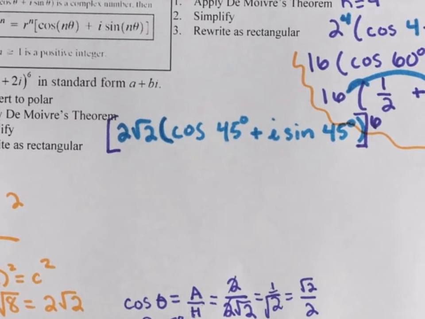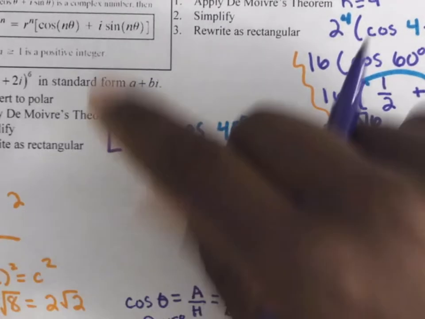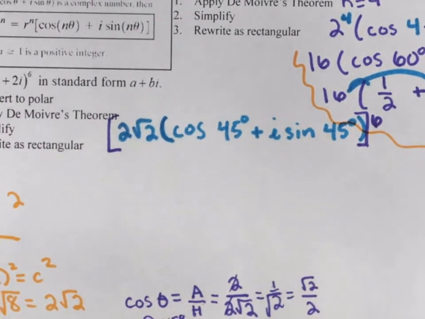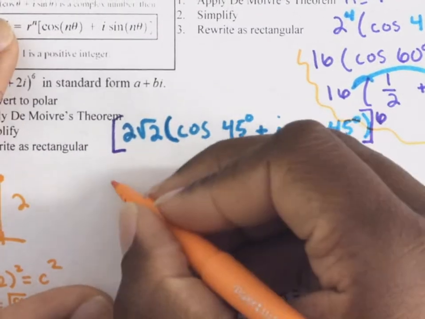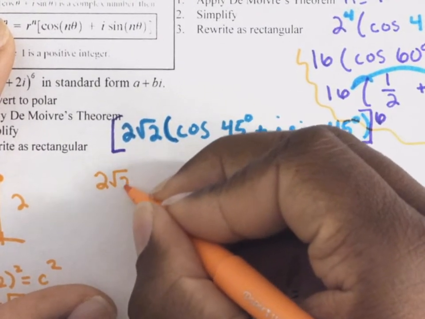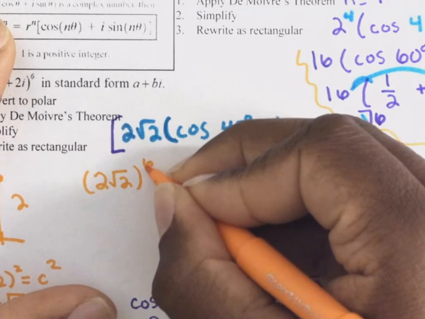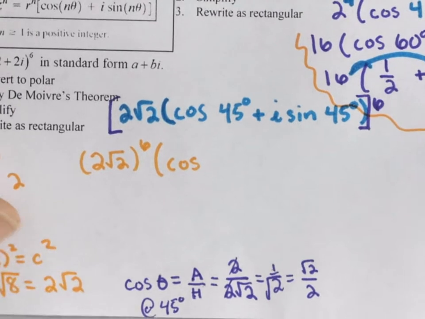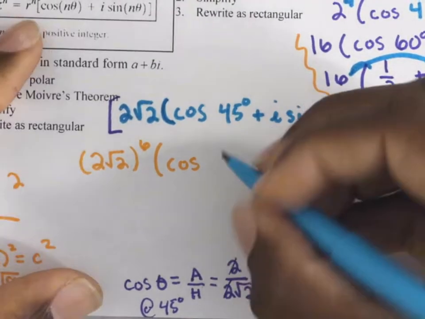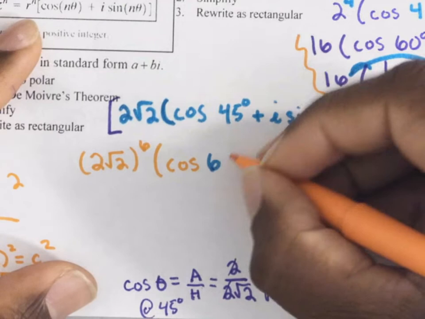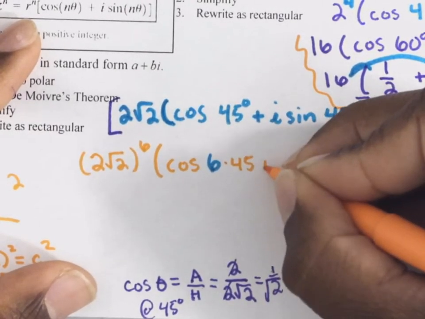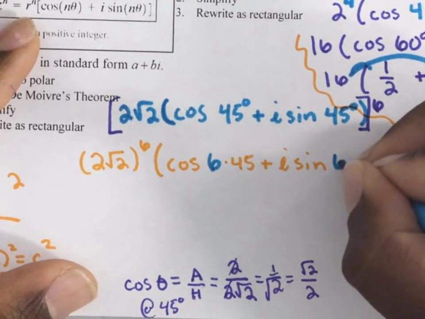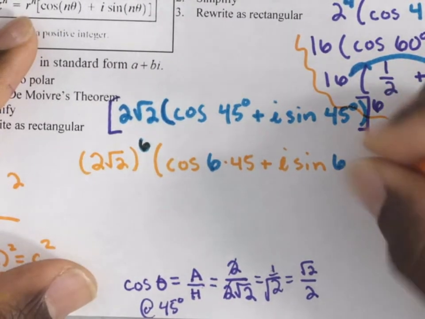All right, everybody still okay? So to use this formula, what is n? The power. What's the power? 6. So I've got 2 root 2 to the 6th power times cosine of what times 45? 6 times 45, plus i sine of the same situation, 6 times 45.